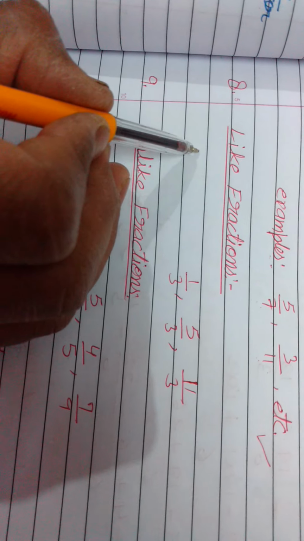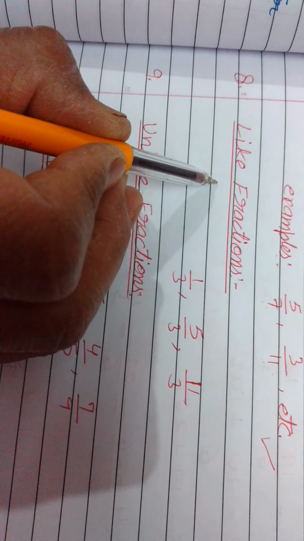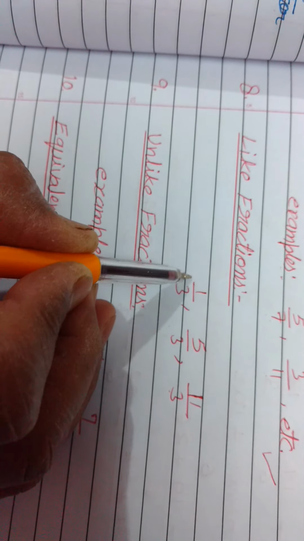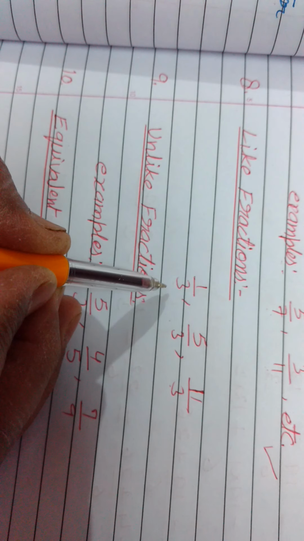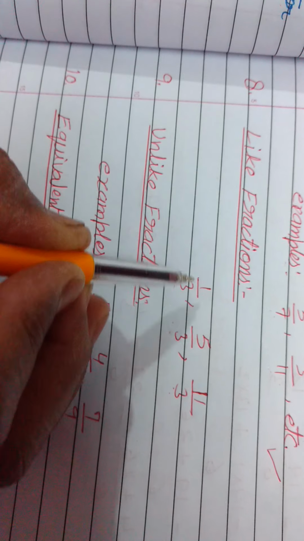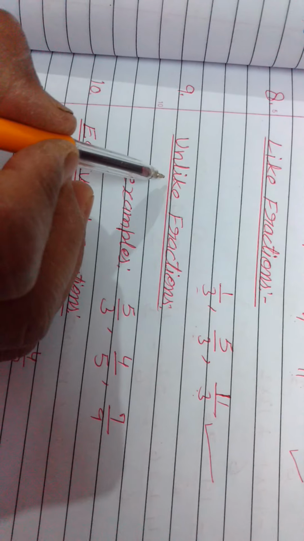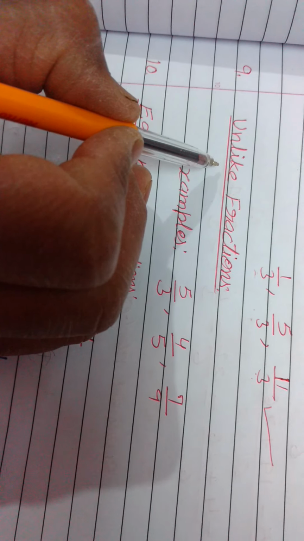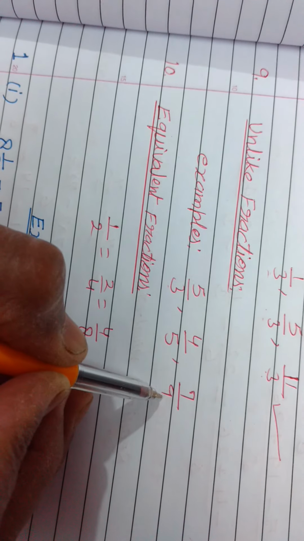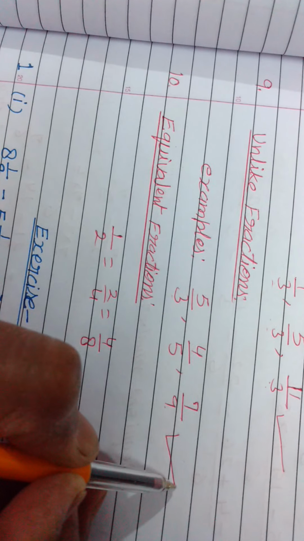And the eighth one is like fractions. Fractions with the same denominator are called like fractions. These are fractions in which the denominators are the same, so these will be like fractions. And the next one is unlike fractions. Fractions having different denominators are called unlike fractions.